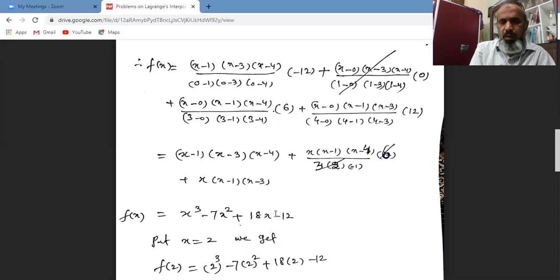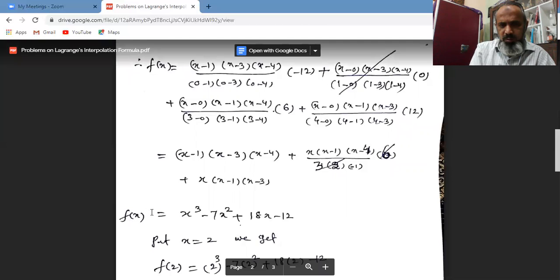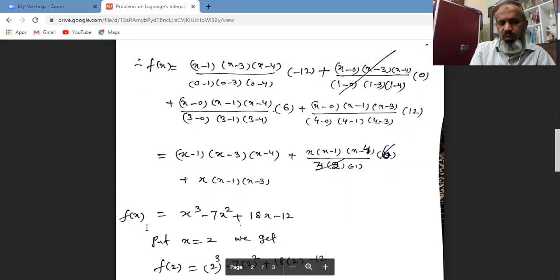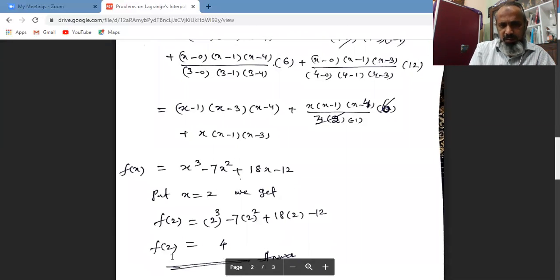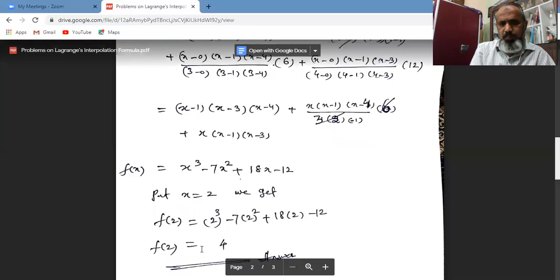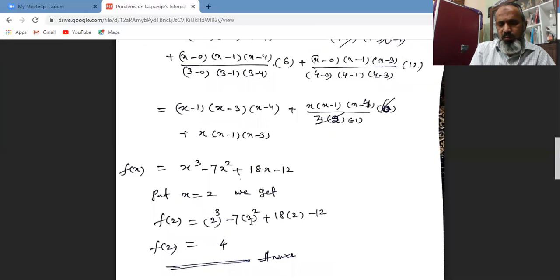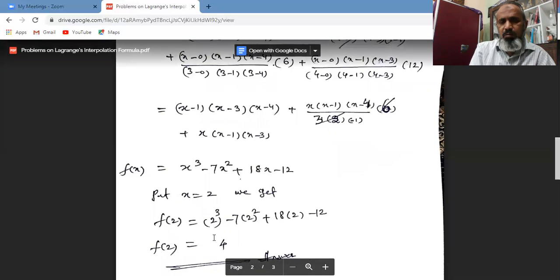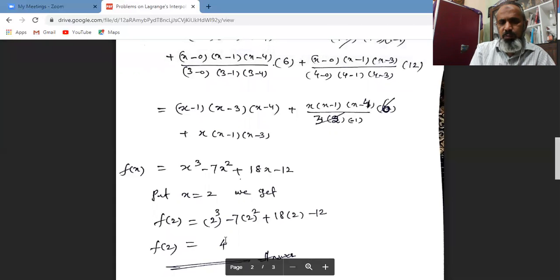That is a cubic polynomial. Now in the question it is given to find the value of y at x is equal to 2. So in this obtained function, if we substitute x is equal to 2, we get the value of the function f of x or y. So f of 2 is equal to, wherever there is x, substitute 2. So it is 2 cube minus 7 into 2 square plus 18 into 2 minus 12. So this is 8. See, 2 square is 4, 4 sevens are 28, so 8 minus 28 plus 36 minus 12. After simplification, we get the value of the function at x is equal to 2 as 4.